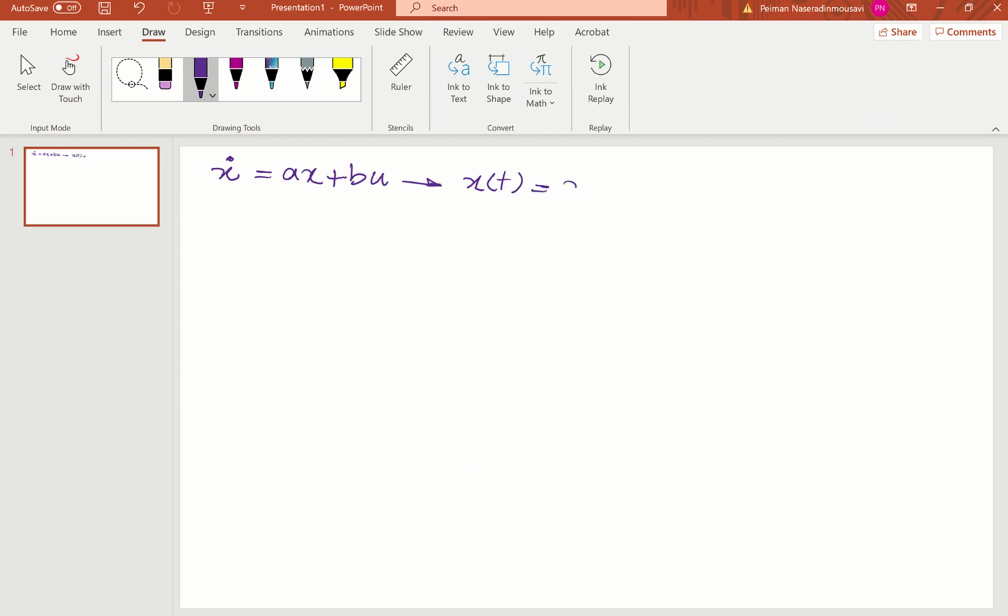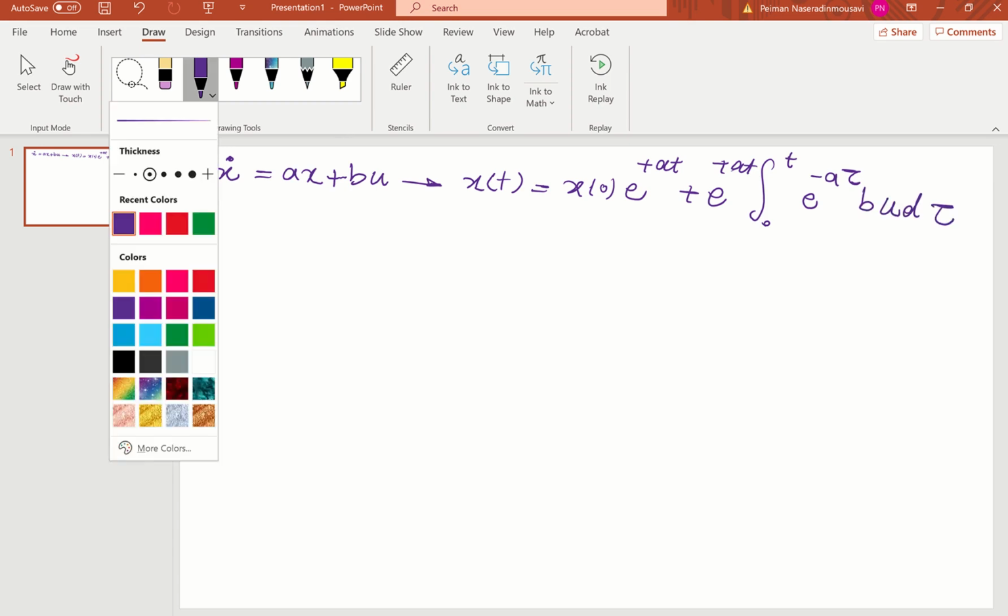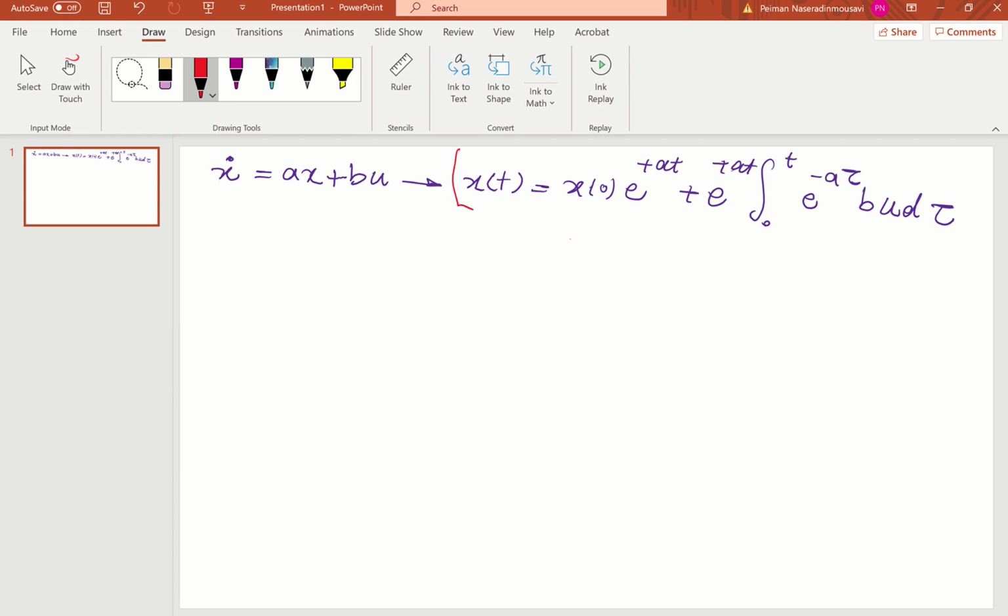x of t is the initial condition x of 0 times e to the power of at, plus e to the power of at times the integration from 0 to t, where we change the variable of integration to tau, of e to the power of minus a tau, b u d tau. This was the solution that we derived in the previous class, if you remember.